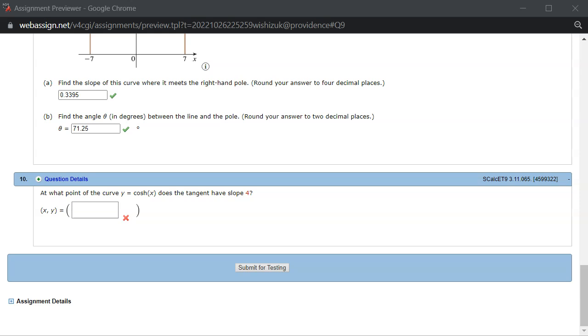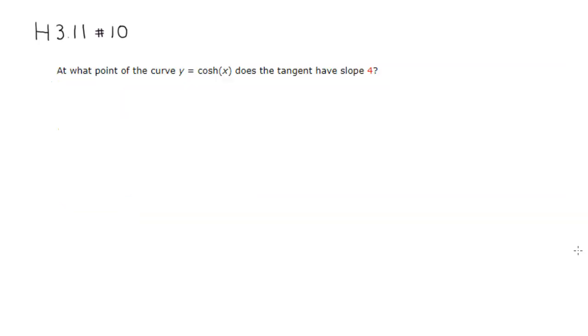All right, let's look at homework 3.11, problem number 10. At what point of the curve y equals hyperbolic cosine of x does the tangent have slope 4? All right, so let's do that. Since we're talking about the slope of the tangent, we're going to take the derivative.